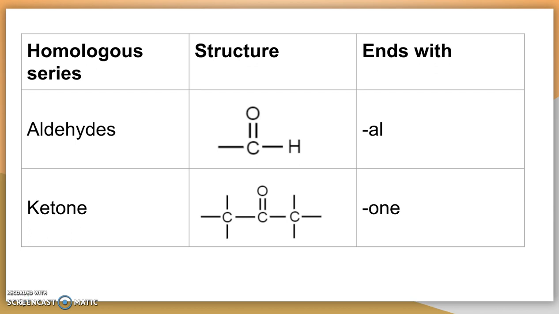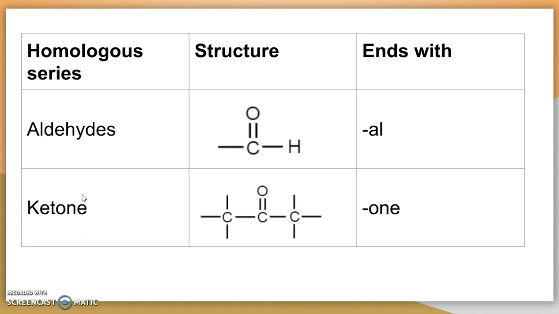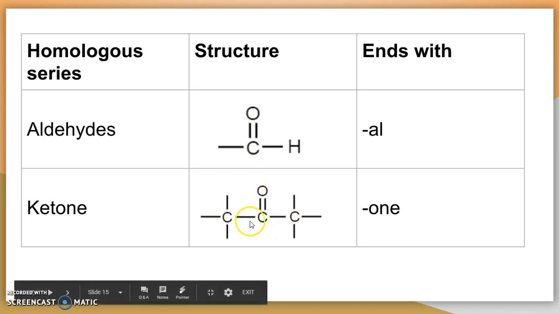Okay, the next two homologous series that we're going to deal with in this video are the aldehydes and the ketones. You will see they look very similar. In both cases, we have an oxygen with a double bond that is connected to the carbon chain. There's my aldehyde, and there is the ketone. So what is the difference? In the aldehyde, the double bond O will always be at the end of the carbon chain. With a ketone, the double bond O will be in the middle of the carbon chain.